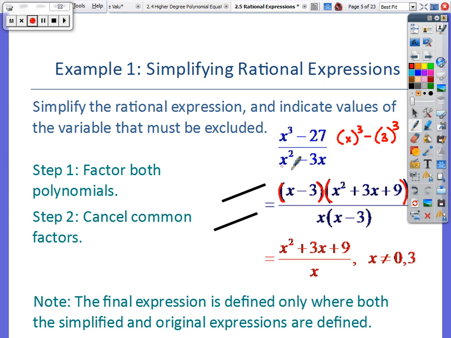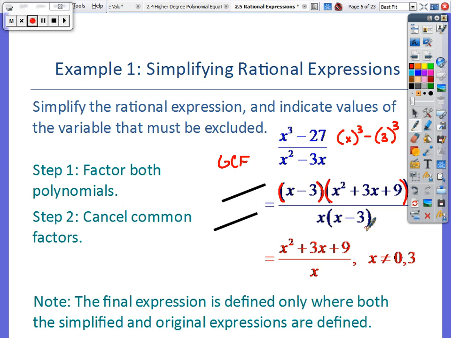Just some of that review of factoring a difference of two cubes would come in handy. If you look at the bottom one here, we have two terms. Now, what do we always look for first when we factor? Hopefully you're thinking GCF. That's always what we look for first. The numerator didn't have a GCF, but the denominator does. There's an x that's common in both these terms. So we're going to factor out that GCF and leave behind an x minus 3.